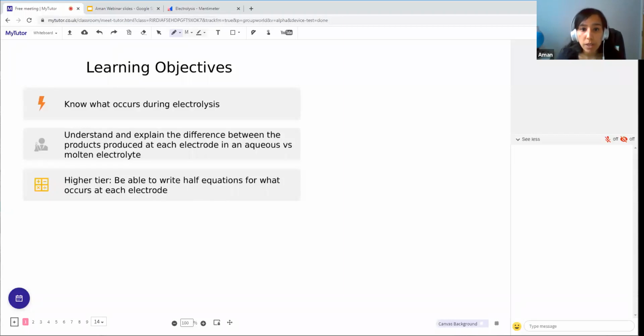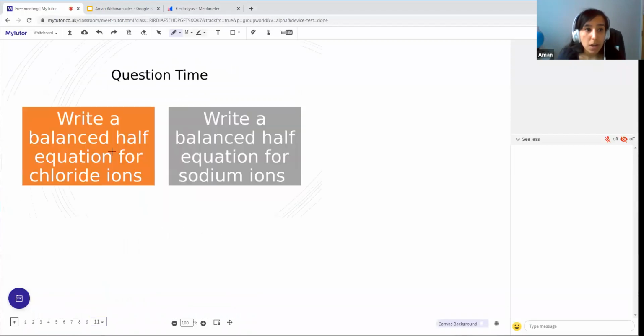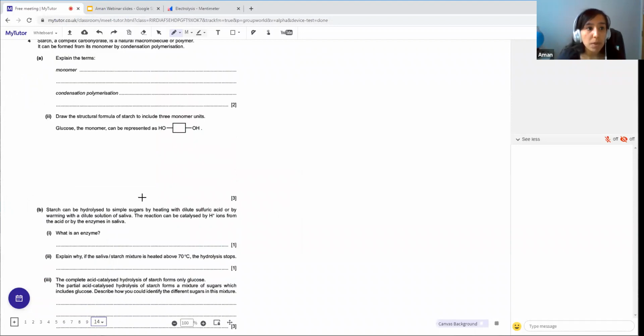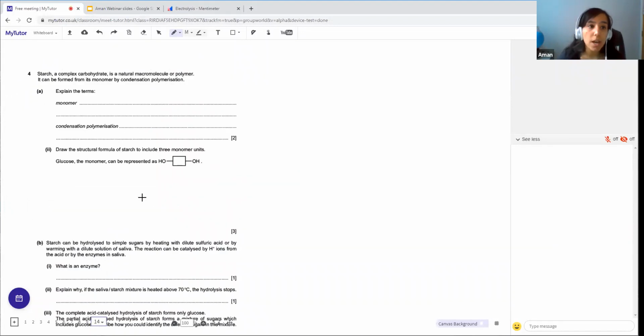So we'll start with some exam questions from yesterday's topic. So we've got starch. It's a complex carbohydrate, and it's a natural macromolecule or polymer. It can be formed from its monomer by condensation polymerization. So does anyone remember what's the monomer of starch, and how can we explain what monomer means? Good, yep, so the monomer is glucose, excellent.